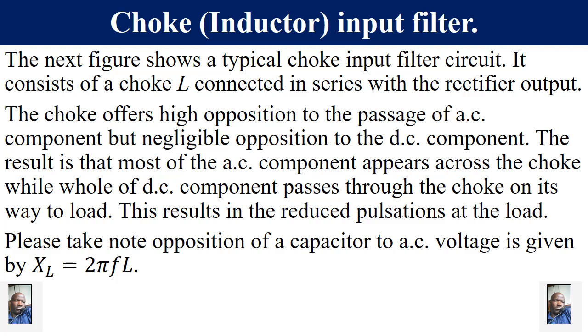Take note of that equation at the bottom. XL is equal to 2 pi FL. It is very important because it shows that if we have got high ripple content or high pulsations or high AC component, it means that the inductor will block them, but it will allow DC to pass through because the frequency of DC is zero. So if you put a zero there, it means that there is no opposition to DC. It will be zero. So it will pass straight away to the load.